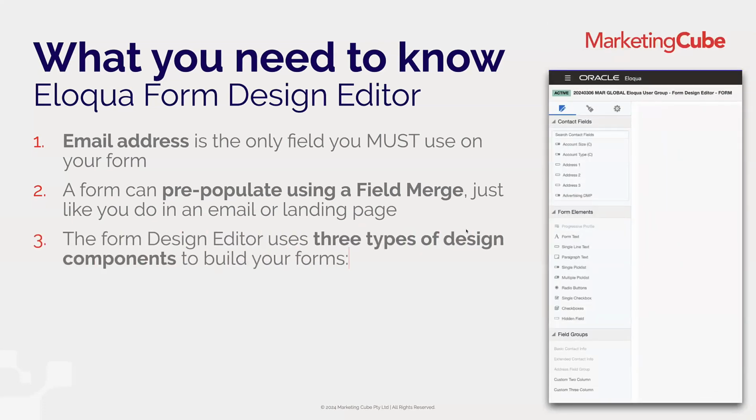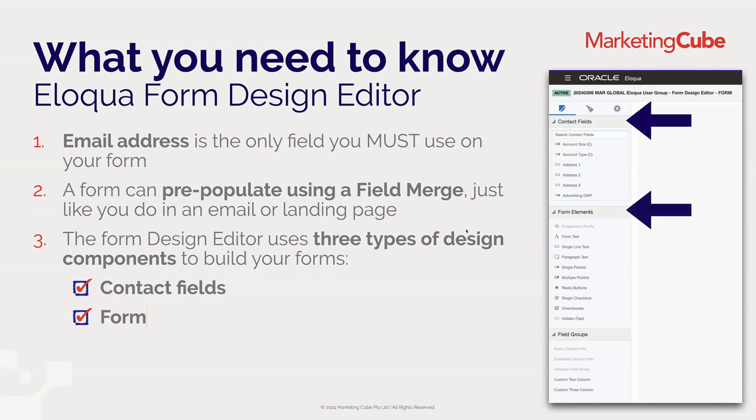All right, the form design editor has three types of design components. So we have the contact fields. This is where you select from all the different contact fields that you've got. You've then got the form elements. And so this is where you can start to design the form a little bit.